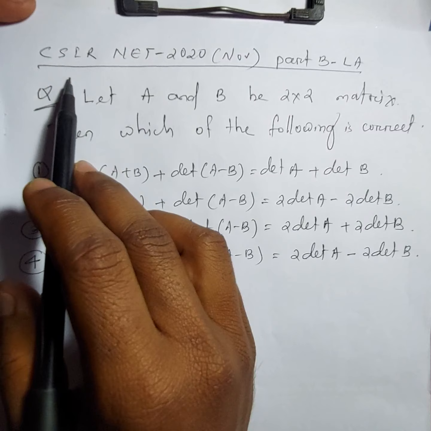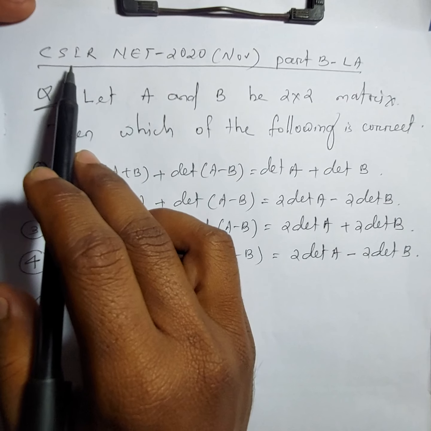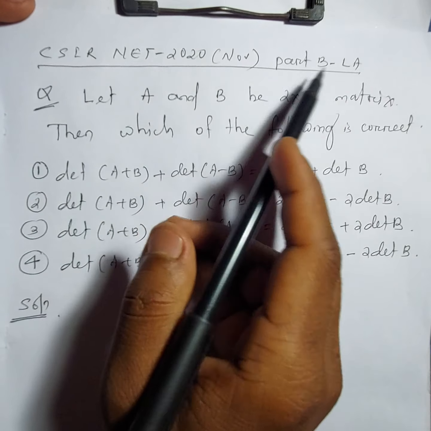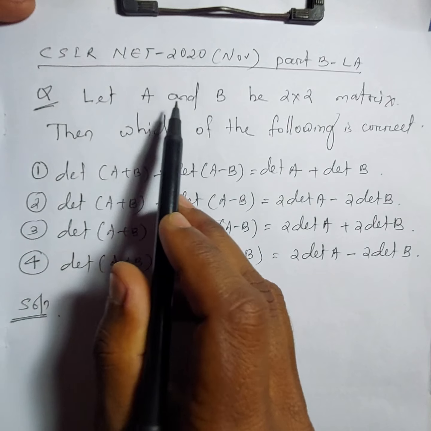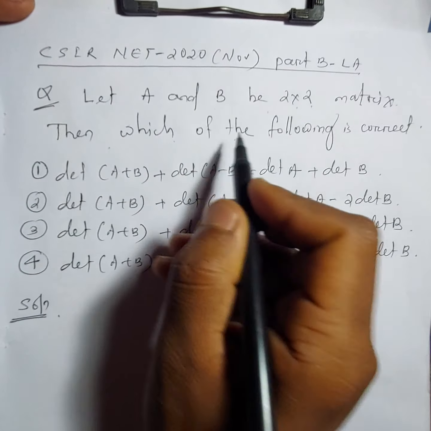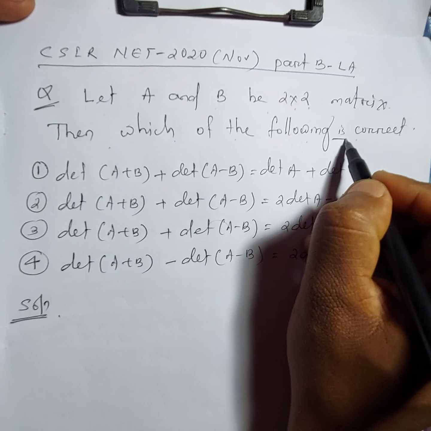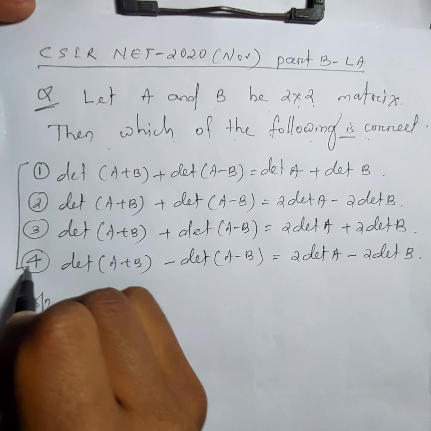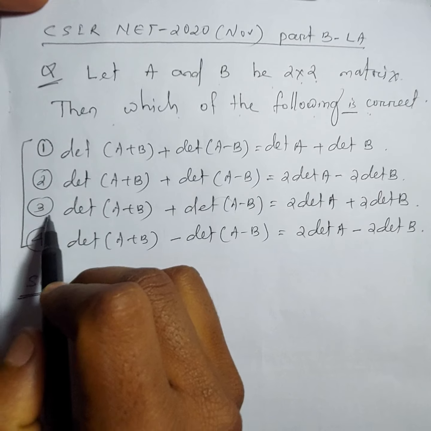Today I take a simple linear algebra question from CSIR NET 2020 November Part B. Let A and B be 2 cross 2 matrices. Then which of the following is correct? Means in the 4 options only one option is correct.